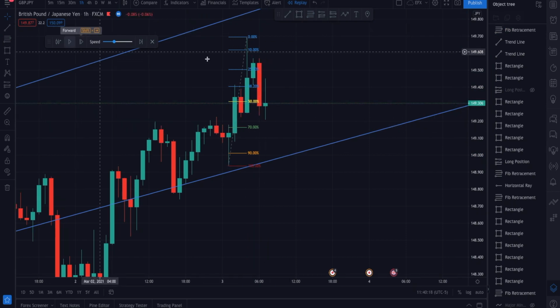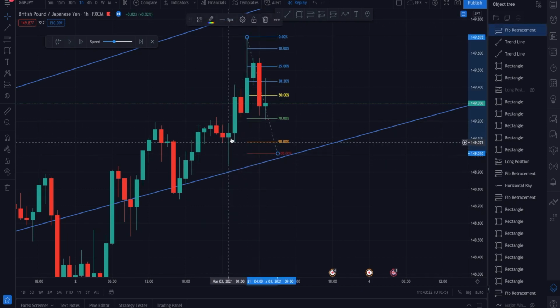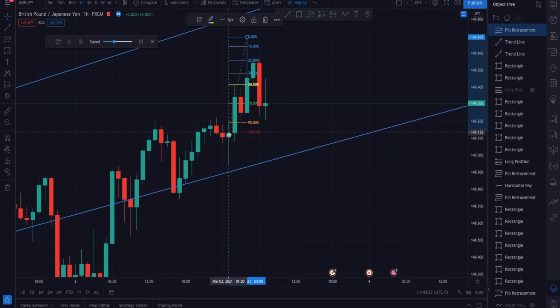So I set that up, and why did I set it up right here? I started from the bottom, right here. This is the push the market needed to get out of the structure.